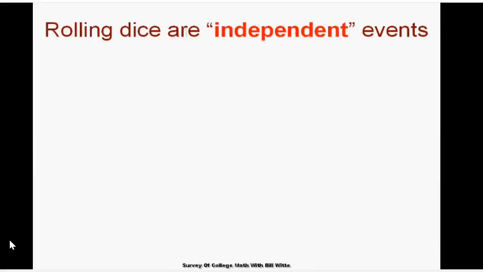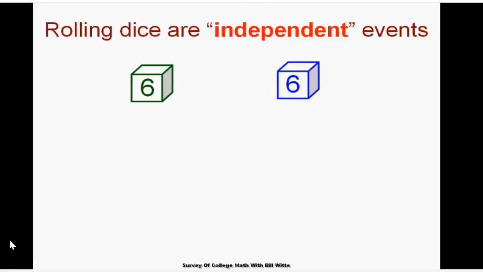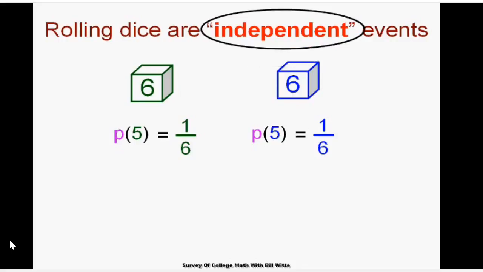Let's do one. Rolling dice, two separate dice, is certainly independent events. If I roll a dice, of course there's 6 possible things that can happen, and I roll another dice, there's 6 possible things that can happen. The probability of getting a 5 on that first green dice is 1 out of 6. We've done that before. The probability of getting a 5 on the second dice is just 1 out of 6. They're completely independent.